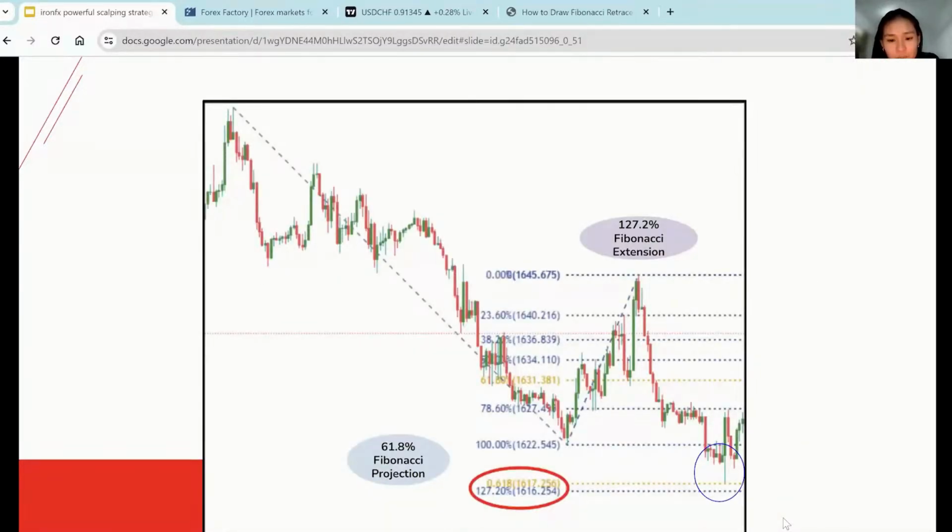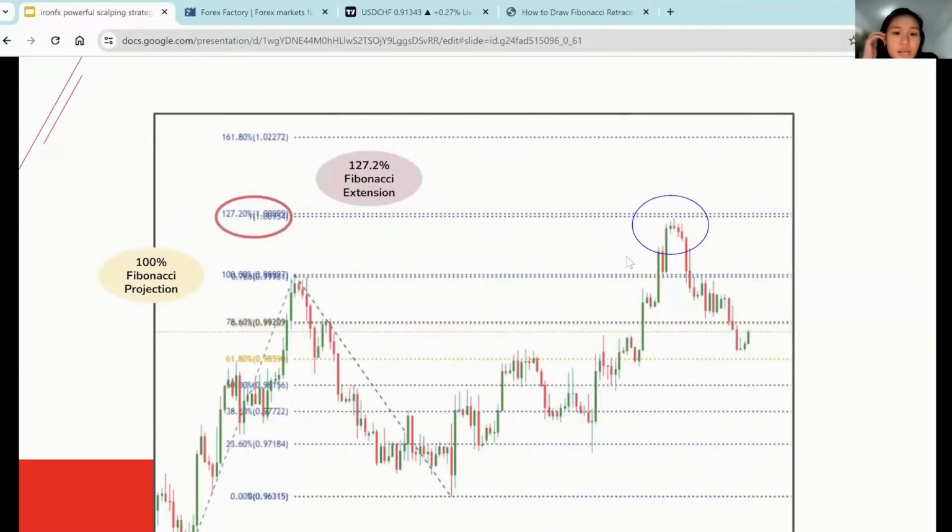Here's another example. We have the 127.2 Fibonacci extension. The Fibonacci extension is the Nike tick strategy. You can see it's upside down, an inverted tick, and we have the 61.8% Fibonacci projection. In this example, it also uses the Nike tick. You can see the starting point here, the ending point here, and the shape, if you follow my mouse, is just like this. We are also using a Fibonacci projection with a starting point here, middle point here, and ending point here.